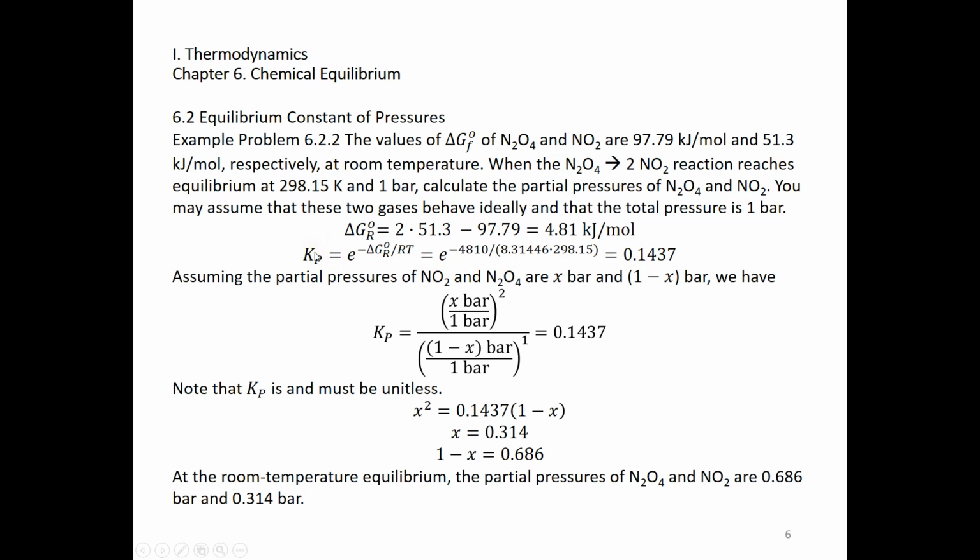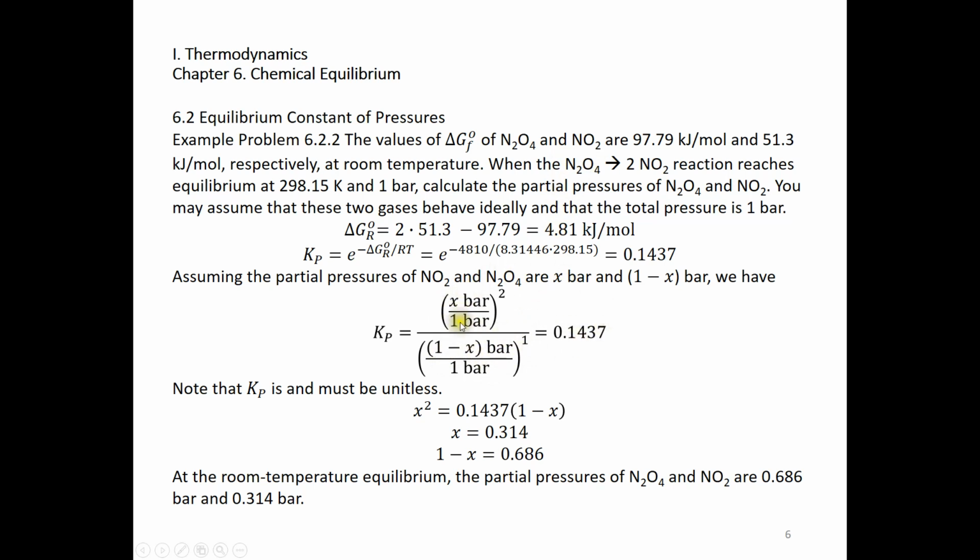Now we will express K sub P in terms of the partial pressures of NO2 and N2O4. Because the total pressure is 1 bar, as it says over here, we can just use a variable. We say NO2 has a partial pressure of x bars, then N2O4 must be 1 minus x bars. Now we have NO2 on top. Because it's the product, it's going to be squared, so we have x squared on top. On the bottom, it's going to be just 1 minus x, because the coefficient in front of N2O4 is only 1. So we have this equation.